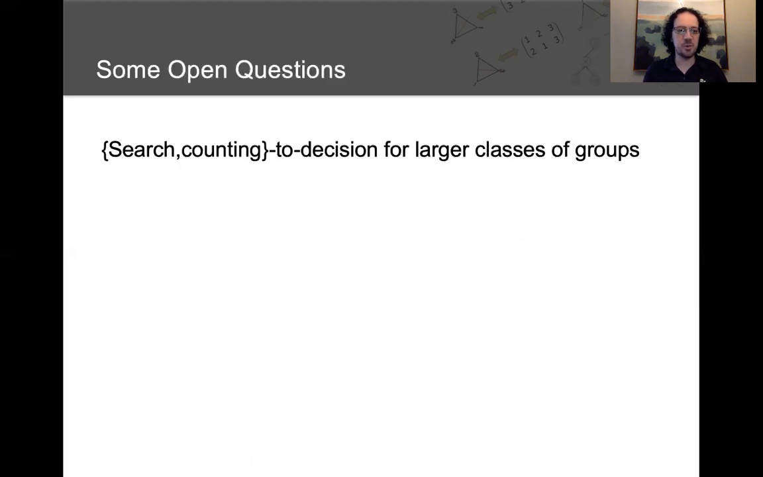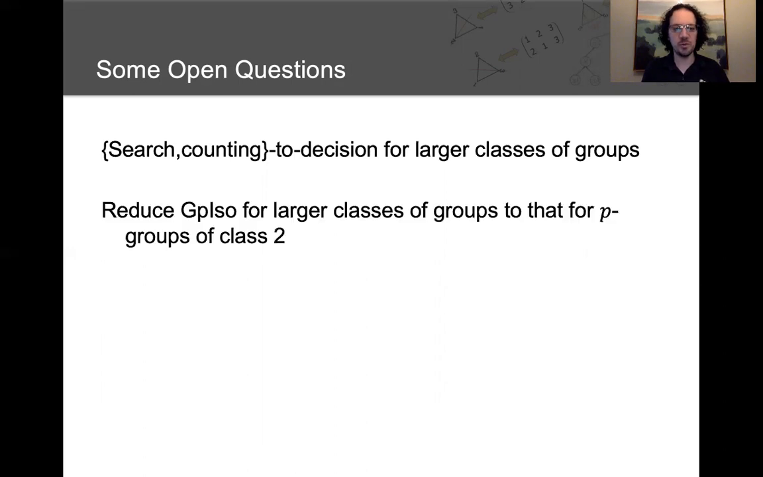And finally, just some open questions. Some are obvious, like a search or counting to decision reduction for larger classes of groups, ideally for all groups for the general group isomorphism problem. Can we reduce group isomorphism for even larger classes of groups to that for p groups of class 2 and really prove by a reduction that these are indeed the hardest cases of group isomorphism?